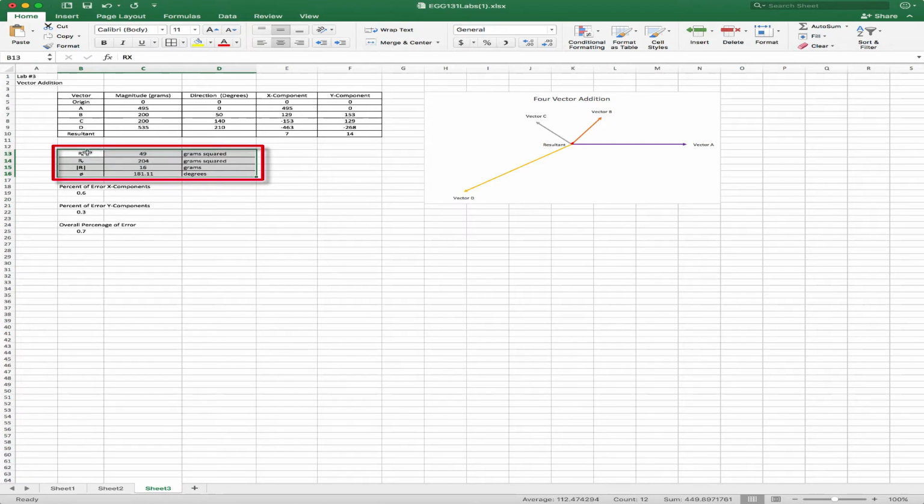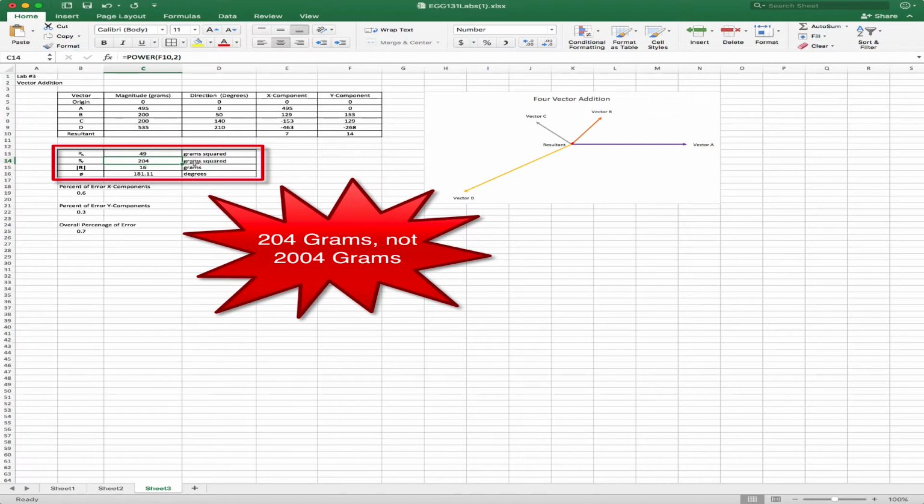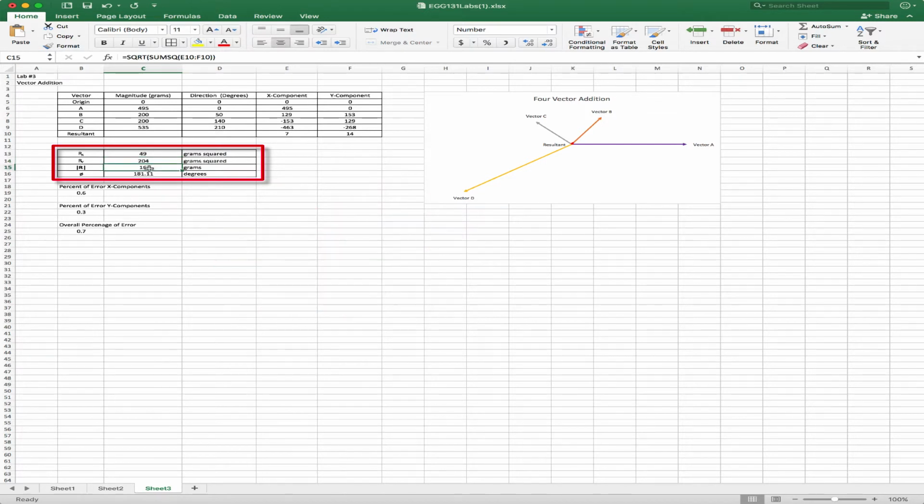The components in the x direction ended up as 7 squared, so that gives us 49. 14 squared gives us 2004. And then when we do our square root of the sum of the squares, we get a value of 16 grams as our resultant. And then the angle would be, and you don't need this, roughly 180 degrees. So that's what's going on right there where that little red dot is. That's giving you what your resultant actually is.